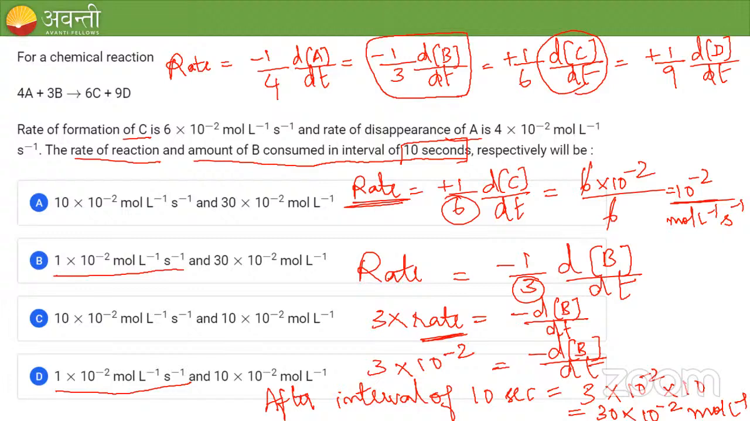So which is the correct answer, my dear students? Option B is the correct answer. Rate of the reaction is 10 power minus 2. The amount of B consumed is 30 into 10 power minus 2. Can you all understand this question?